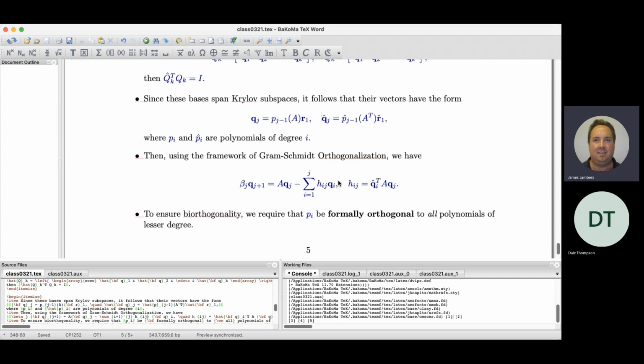Okay. All right. So by making these vectors biorthogonal, that has the effect of making these polynomials of A and A transpose what are called formally orthogonal. Now, the difference between formally orthogonal polynomials versus just plain orthogonal polynomials is that formally orthogonal is with respect to an inner product that's not actually a valid inner product.